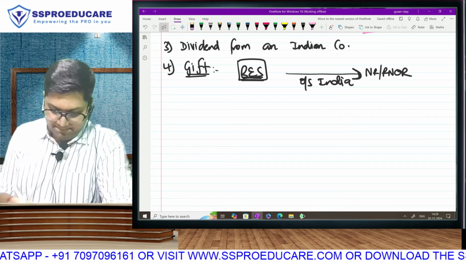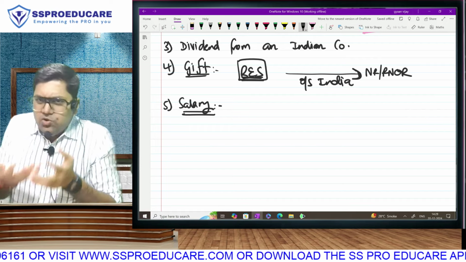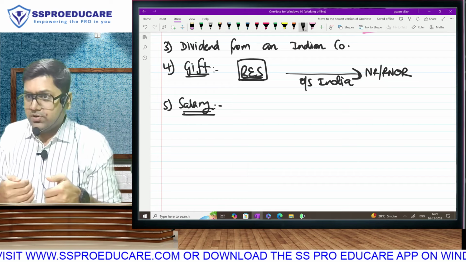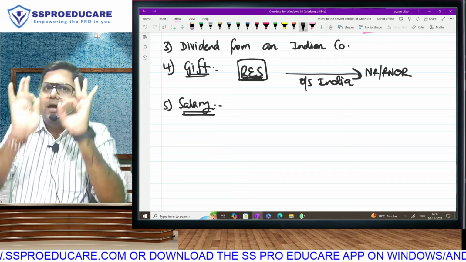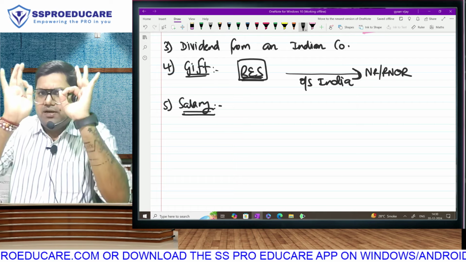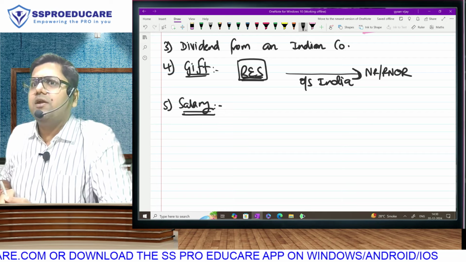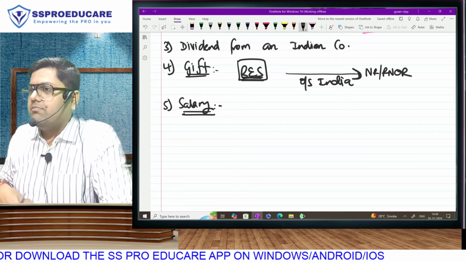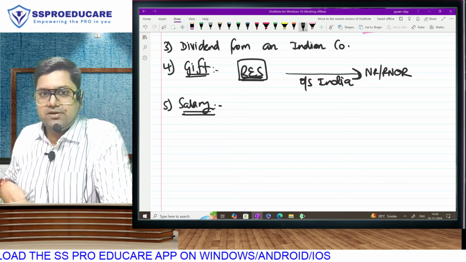Next, salary. What is this income called salary? You work for an organization. First you work, then you get paid for it. In our example, one thing is for sure, the payment is outside India. Sir, why? Because if payment is in India, we don't have to deem it to be Indian income. It is correct. Payment is outside India.